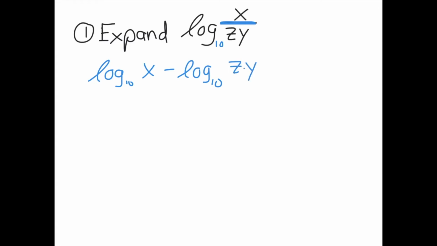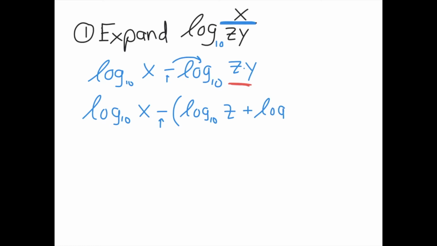But then you hopefully notice that there's a product right here, so that we should now use the product rule. So the thing that we have to be careful in rewriting this is we have this minus sign that applies to the entire amount log of zy after it. So in our next step, we're going to say minus parentheses, and then we'll do our product rule. Log base 10 of z plus log base 10 of y.